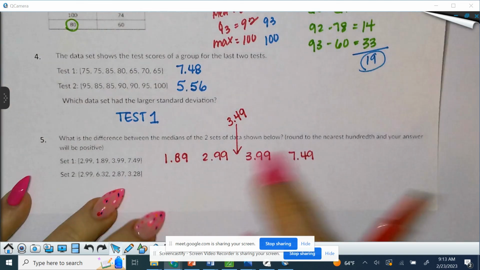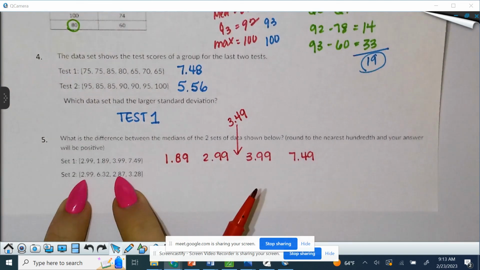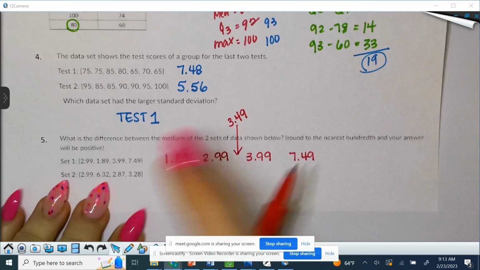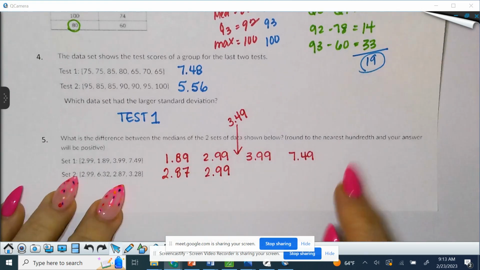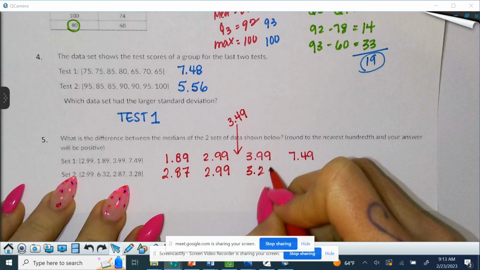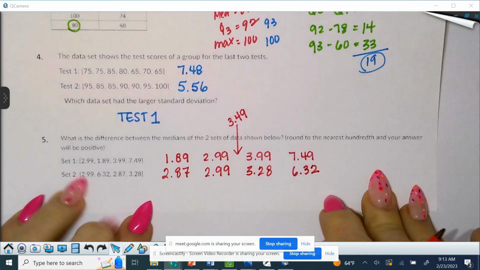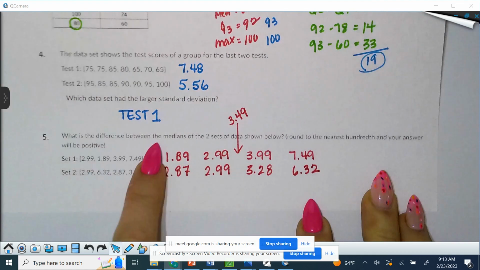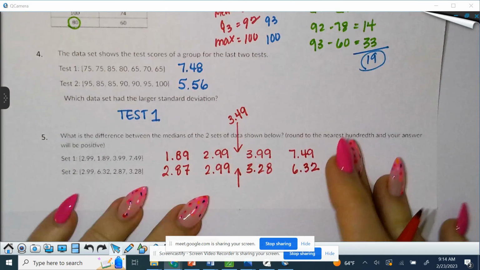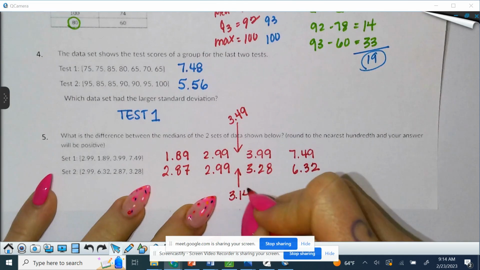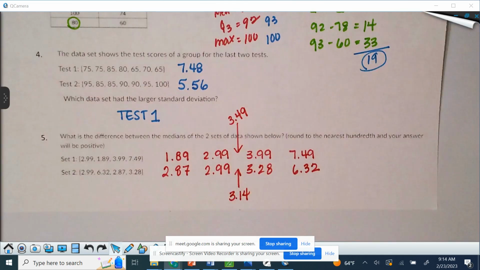Now we're in our second set. There's two $2s, but $2.87 is less than $2.99. Again, if we think about money, maybe that'll help us make sure those stay in the right order. Then $3.28, and then $6.32. So we're looking for the difference between the two medians. You can't get around actually solving them to find them. So $3.28 plus $3.00 divided by 2 is $3.14. But we're talking about these as money, so we'll round to the nearest hundredth. That's also 2 decimal places, and your answer will be positive.